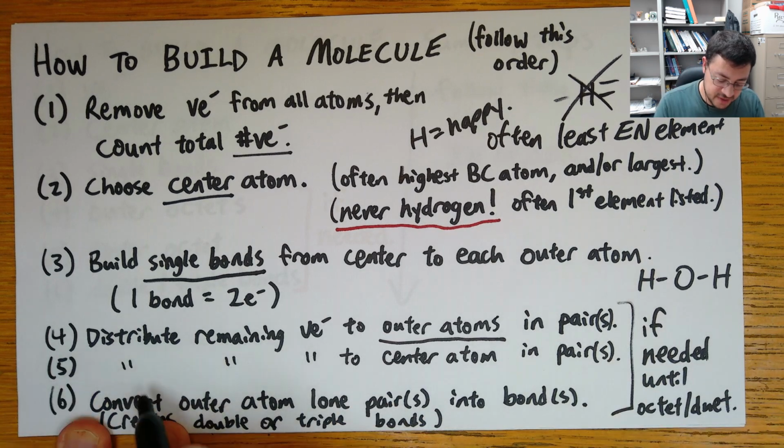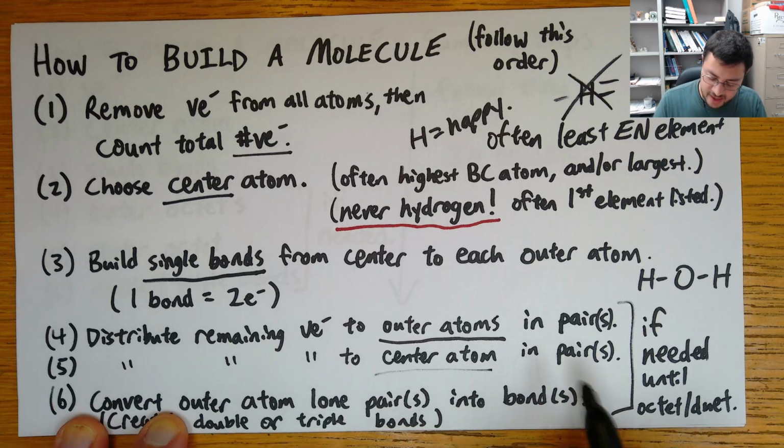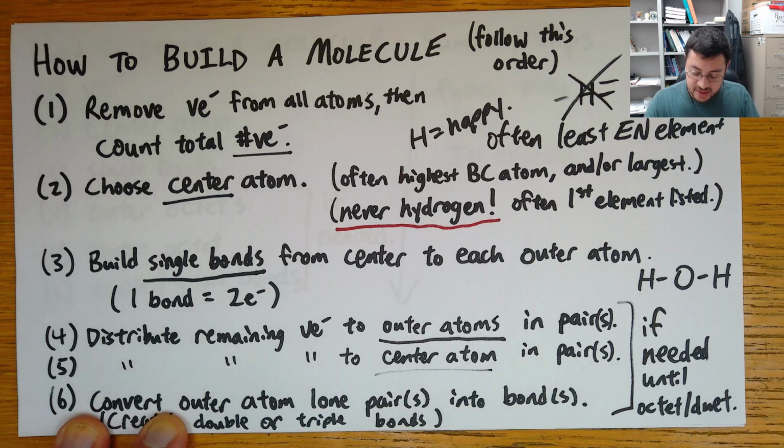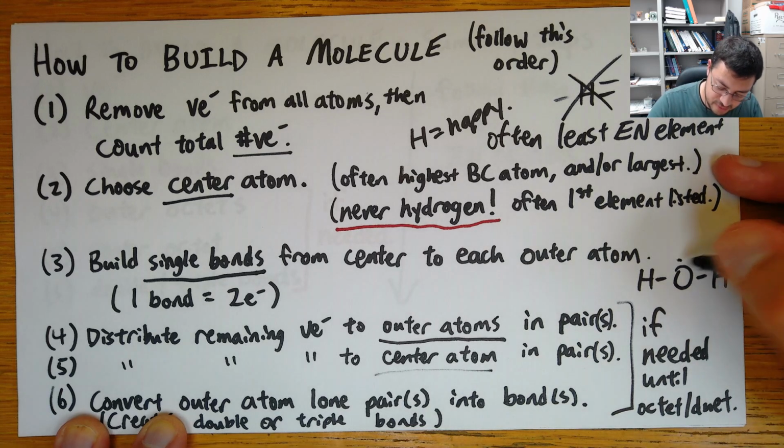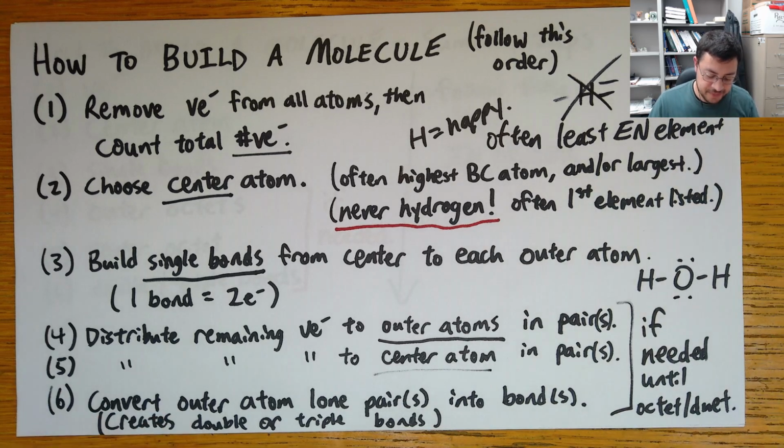Number 5, distribute remaining valence electrons to the center atom. And again, we're going to work in pairs. This oxygen needs 4 more on it. I have 4 more left to spend. Boom, boom, boom, boom. And then number 6, we don't need it for this molecule, but it says convert outer atom lone pairs into bonds. When you do this, it'll create a double or triple bond. We will have some examples of that later.